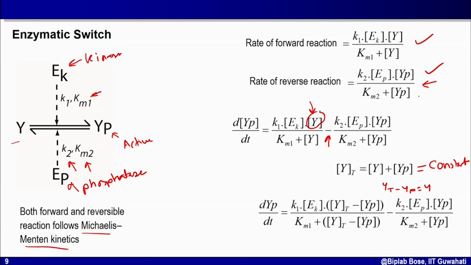So if I replace Y by Yt minus YP, I get this relation: dYP/dt equal to K1 Ek (Yt minus YP) divided by Michaelis-Menten constant Km1 plus (Yt minus YP), minus the reverse reaction rate K2 into Ep into YP divided by Michaelis-Menten constant for the reverse reaction Km2 plus YP.